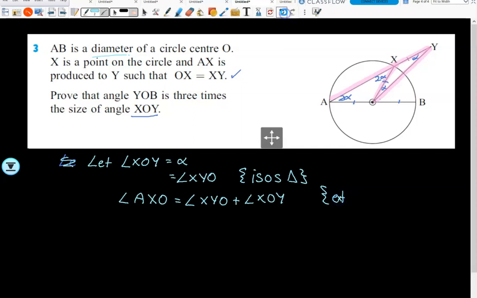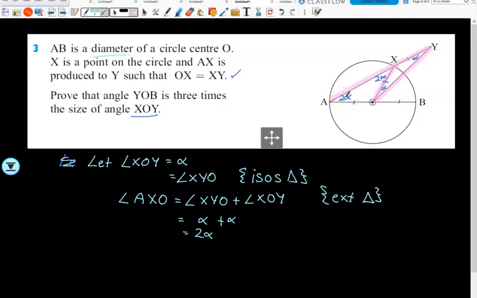Exterior angles of a triangle. And so that equals alpha plus alpha, which equals 2 alpha. This was 2 alpha. What did you do next? We said this one was 2 alpha.